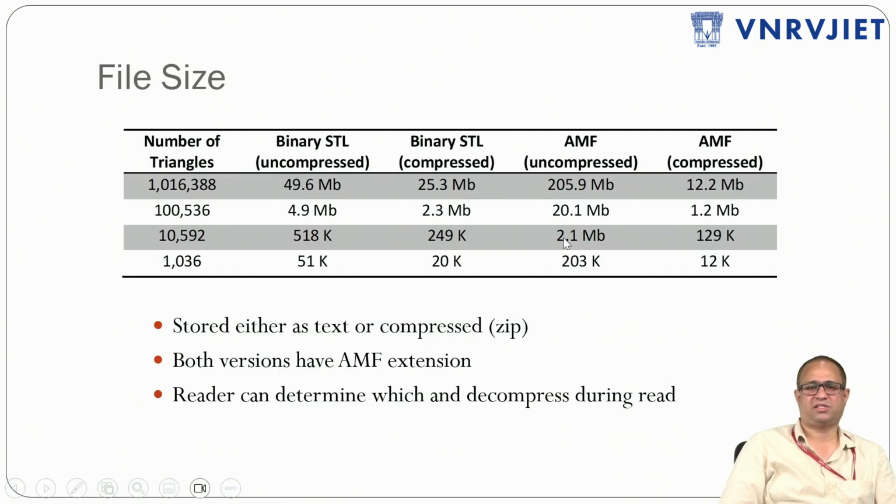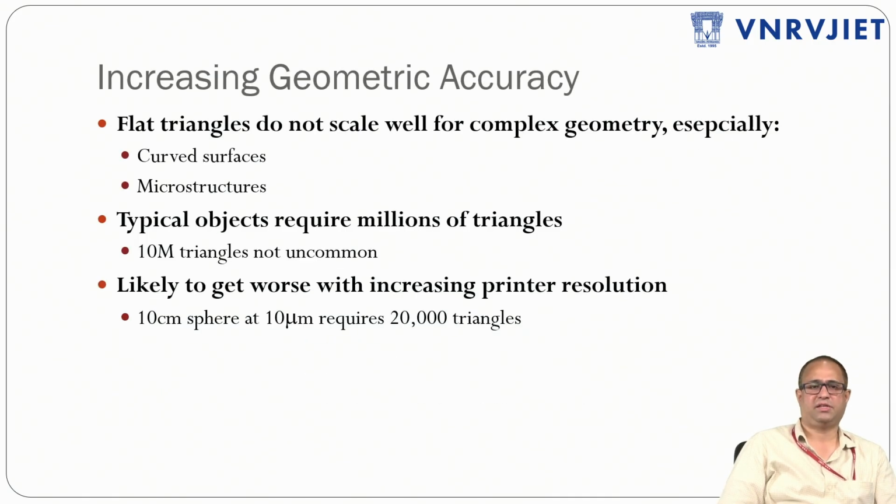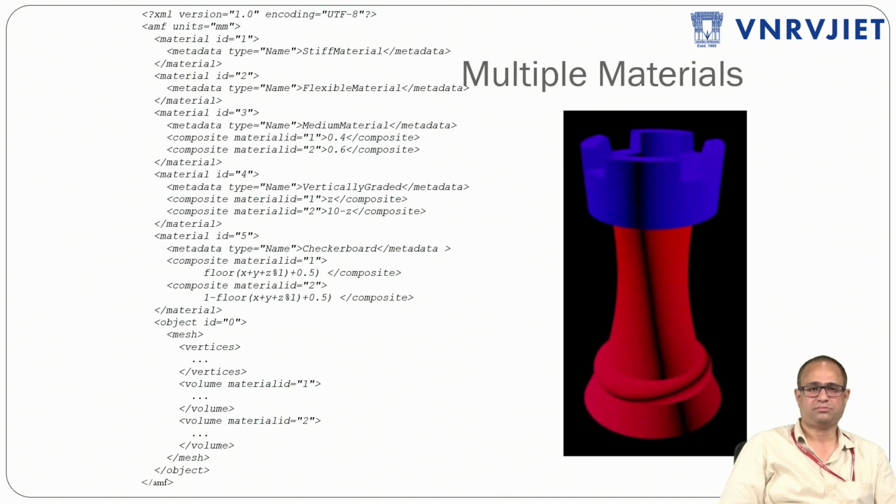It can be stored either as text or compressed, and both versions have the AMF extension, so the reader can determine which one it is and decompress it during reading. This increases geometrical accuracy. Curved surfaces and microstructures can be worked out in this AMF file. Typical objects require millions of triangles and are likely to get worse with an increase in printer resolution. You can see the multiple materials. Multiple materials can be added in this AMF file. We can work on metal properties and multiple materials also.